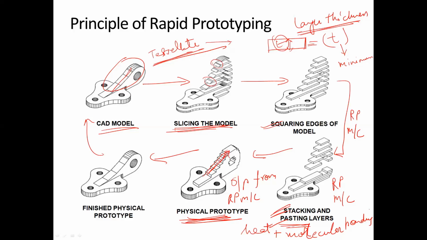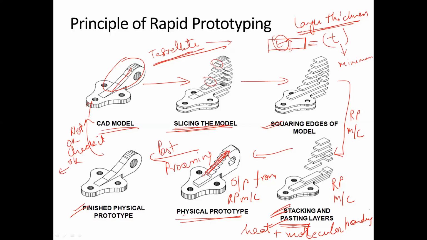Okay, so now let us come back. Now you have a physical prototype, and that physical prototype that you can observe has a surface finish problem. So what you can do is go for post-processing. Once you do post-processing, you get the finished physical prototype, then you check it. If it is okay, then it is sent somewhere else. If it is not okay, you go back to the CAD model.